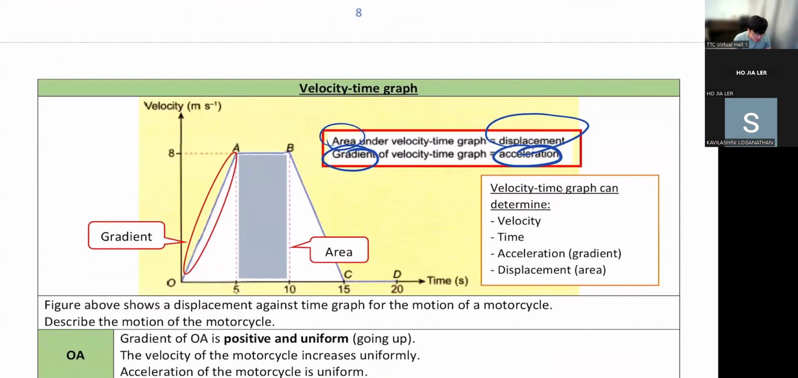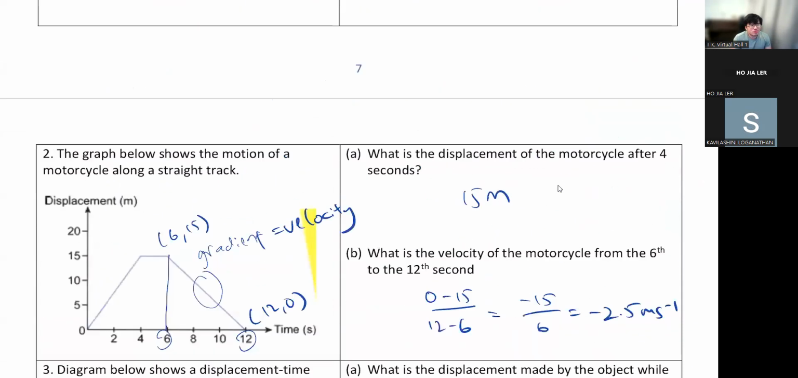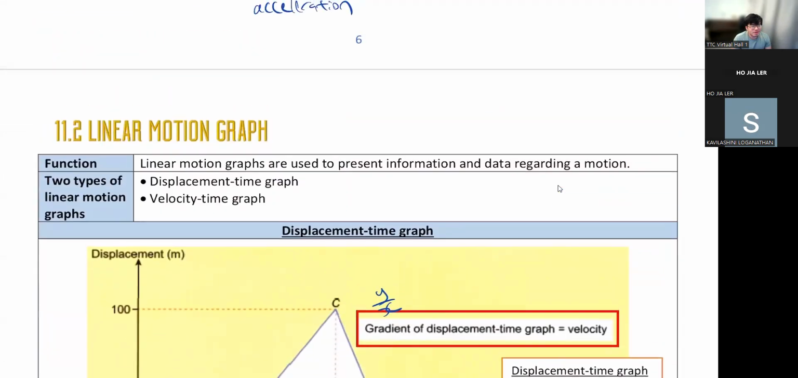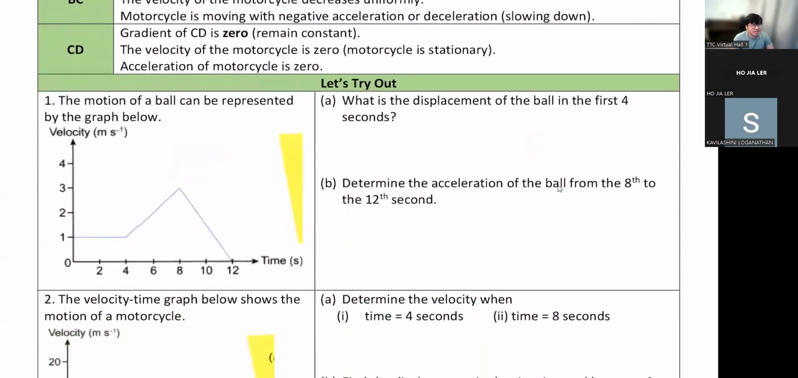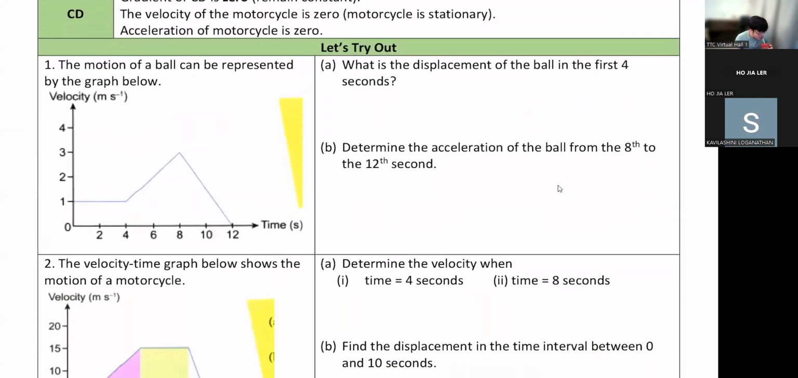So how do you find the displacement? You look at the area here. Okay, guys, if these two graphs look very confusing to you, let's do some exercise first. I'll talk about that later.